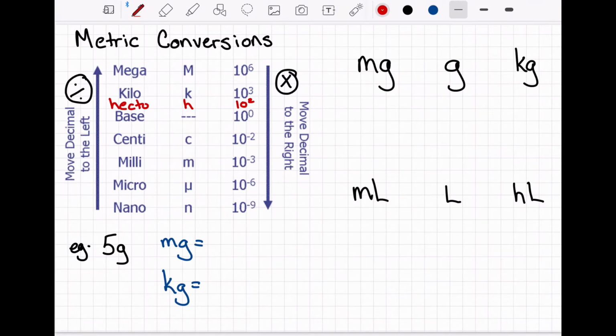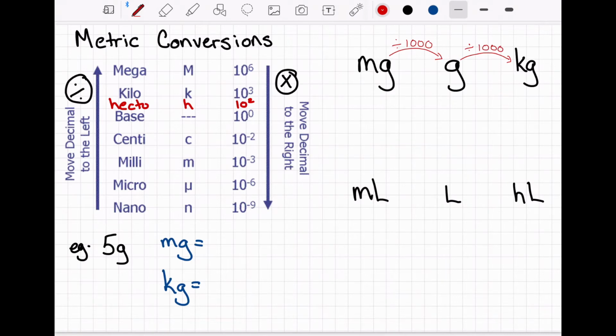So if we wanted to go from milligrams to grams, the number's not going to change, but the unit is going to get bigger, and therefore the number needs to get smaller. So we're actually going to divide by 1,000. And same thing when we go from grams to kilograms. We're going to divide by 1,000.